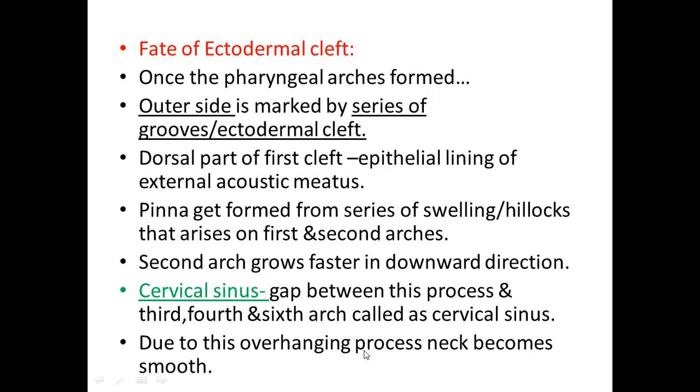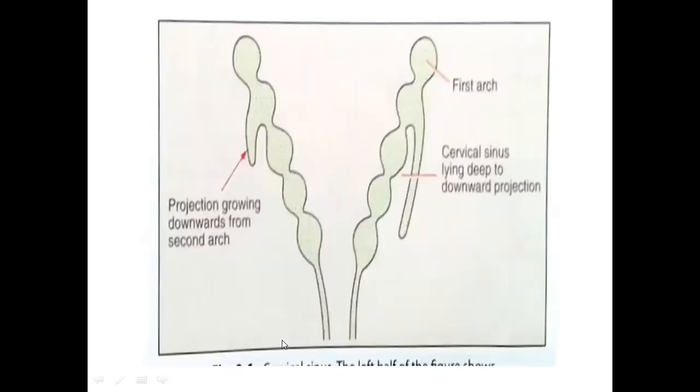Due to this overhanging process, the second arch growing fast in a downward direction, the neck becomes smooth, because in an adult we cannot see the beaded appearance in the neck. The neck is very smooth, because initially, in the early stage, it is beaded because of the thickened ridges of the second, third, fourth, and sixth arches. But the second arch grows downwards from the lateral side and that makes the neck smooth. But the gap remains between this downward process and the third, fourth, and sixth arches, and this gap is called the cervical sinus. Diagram for it you can see here. This is the first arch, second arch, third, fourth, and sixth. So from the second arch, there is a downward growth, projecting downwards from the second arch here.